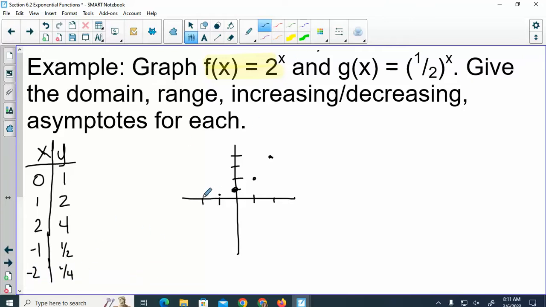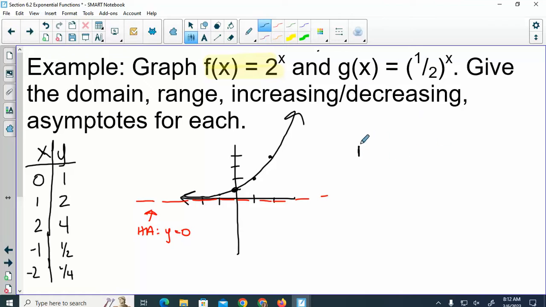Okay, will you ever do 2 to some power and get 0 as an answer? No. Will you do 2 to a power and get a negative for an answer? No. So our graph looks like this. The x-axis here is our horizontal asymptote, because there is nothing we can plug in to make it equal 0. It's going to get closer to 0, but it's not ever going to actually equal 0.